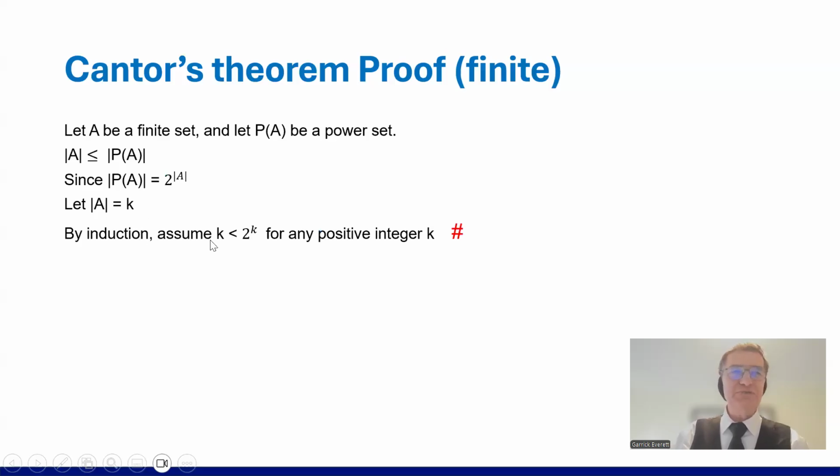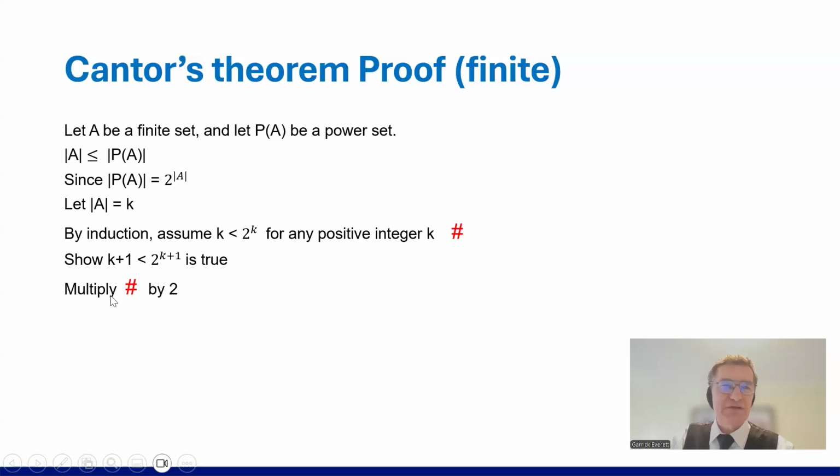So by induction, we're going to assume K is less than 2^K for any positive integer K, and I've just marked that with a big hash. I did have a star there, but the star kept being up here. I couldn't quite get the star to be in line, so I've just called it a hash. So I'm going to refer back to that in a typical induction way. So we're going to show that K plus 1 is less than 2^(K+1) is true. In other words, we've just added 1 to the K there. So we're going to multiply hash, which is this one, by 2.